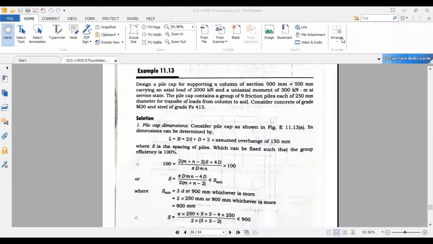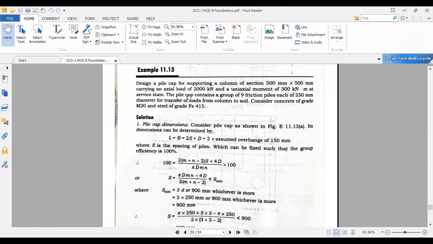Let's start the video. Hello students, hello everyone, welcome back to the channel. In this session, we'll learn about one more numerical on pile foundation. So the question goes like this. Design a pile cap for supporting a column of section 500 mm by 500 mm carrying an axial load of 2000 kilonewton and a uniaxial moment of 300 kilonewton meter at service side.